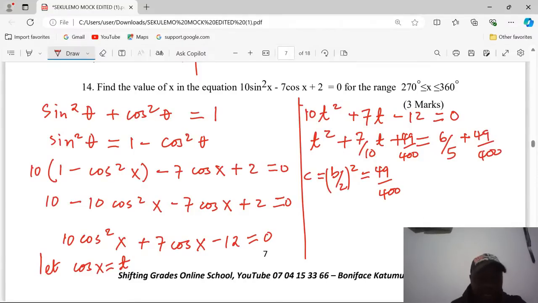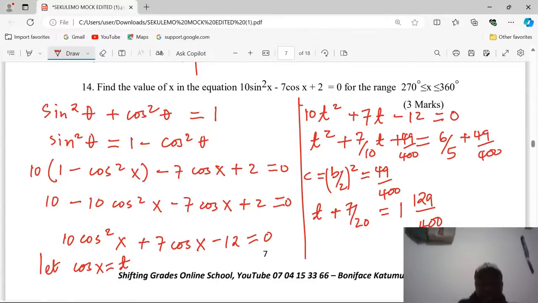So we can factorize the left-hand side to have t plus 7 out of 20, squared. This is equal to, when we add 6 over 5 and 49 over 400, this is giving me 1 and 129 out of 400. We are finishing up.